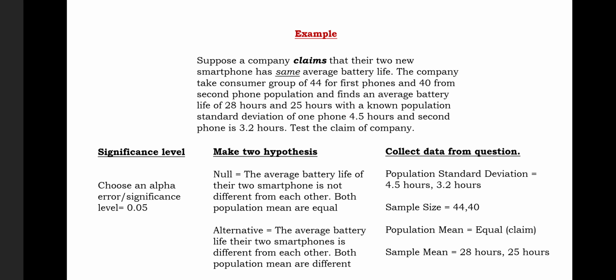Now the population mean is said to be the same, okay? Yes, our null hypothesis is that both smartphones have the same average battery life. So the population means are equal. Our sample mean is 28 hours, and the sample mean of the second phone is 25 hours. Yes, we took 44 phones from the first and 40 phones from the second, and we took out the average battery life, and it was 28 hours for the samples of the first phone, and the second phone had an average battery life of 25 hours.